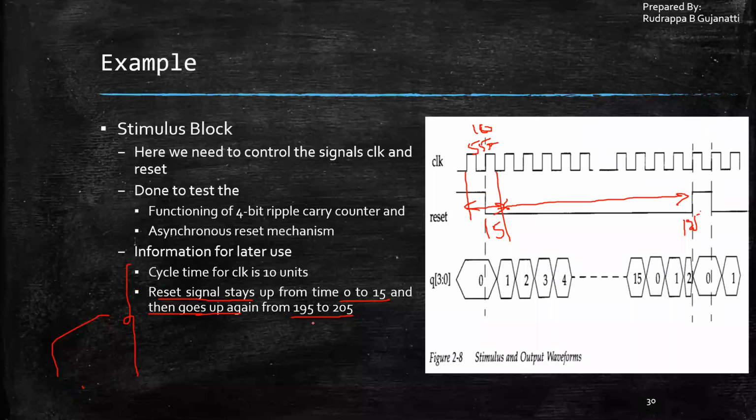After 195, plus another 10 units, reset will be high again. 10 units means one cycle period, that is how it will be: one cycle period of the clock.